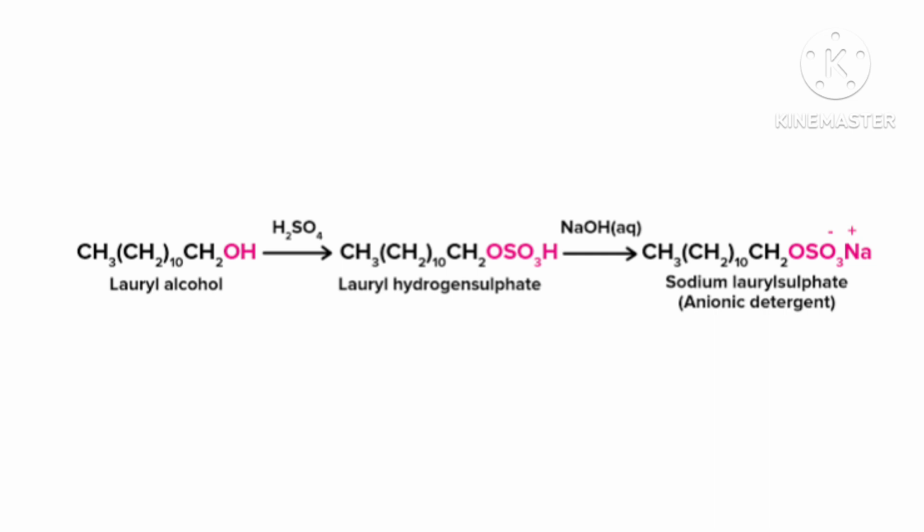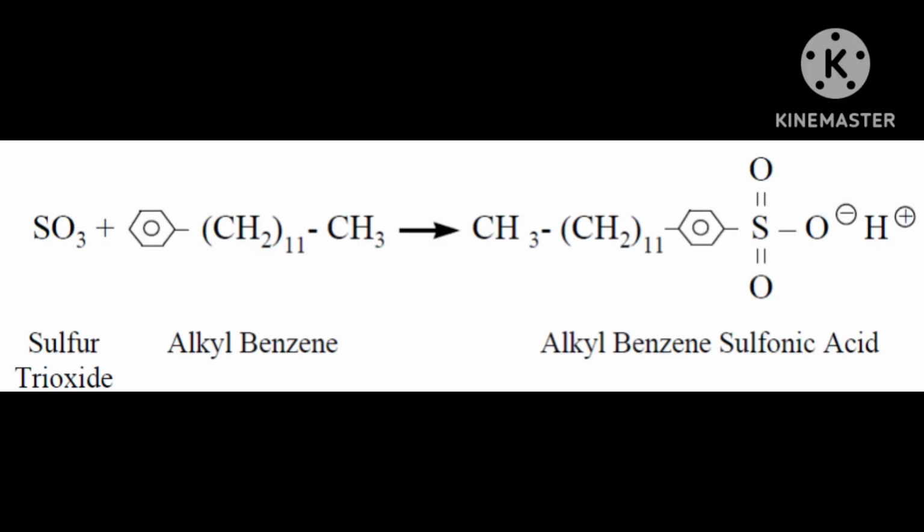Lauryl alcohol is CH3 CH2 whole 10, then one more CH2, from that CH2 the OH is there, so it is alcohol. Now when it reacts with H2SO4, this OH will go, and in its place hydrogen sulfate will join, because H plus from the H2SO4 and OH minus from the alcohol will form water and go, and in the place of OH minus, HSO4 minus will join. Hence you will get the detergent called lauryl hydrogen sulfate.